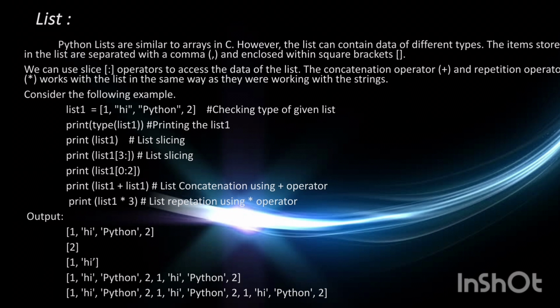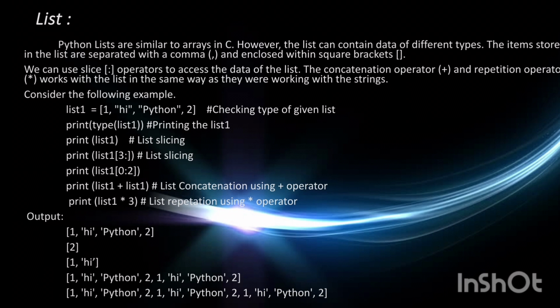Now let us consider the following example. Take a list. We can use any data type like int, float, strings. 1 is an int, hi is a string, Python is a string, 2 is an int. To check the type of the data, we print the type of list1, and to print the list, we write print of list1. Using slicing and indexing, we can print whichever elements we want, like print list1 bracket 3 colon, and print list1 0 to 2.